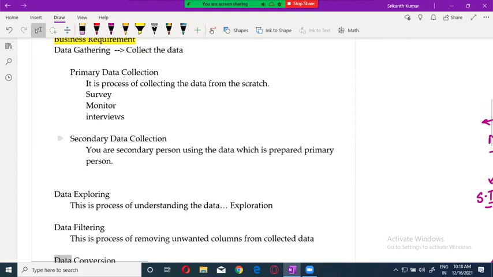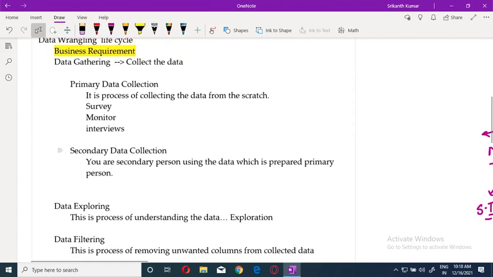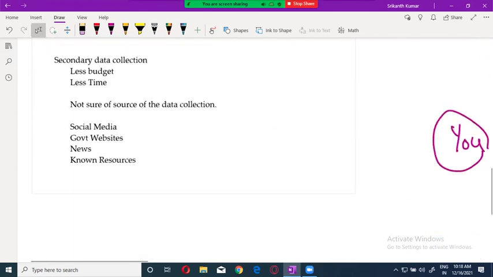So directly you will have proper, perfect data. And one of the most important things to understand here is that the data is very genuine because you prepared it. Again, the major drawback with primary data collection is that it is a time taking process. It is definitely a time taking process.